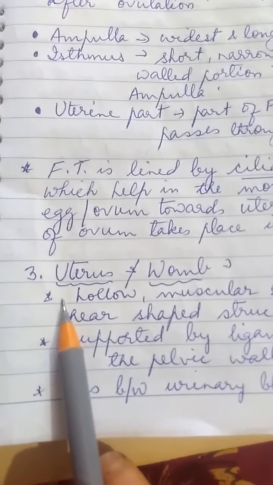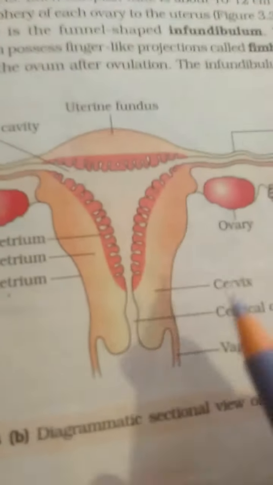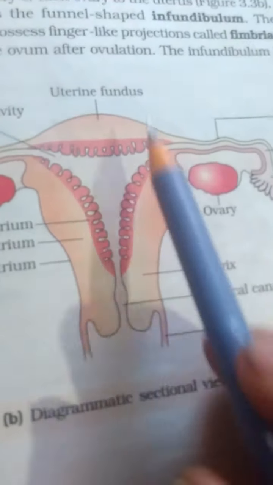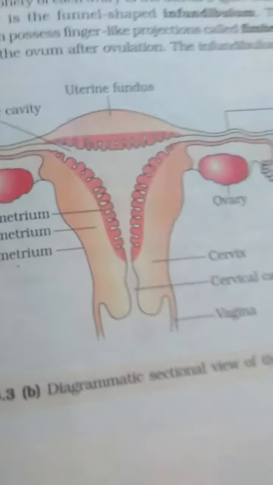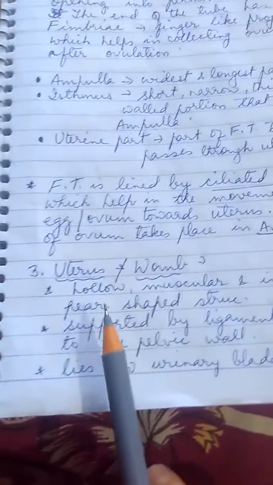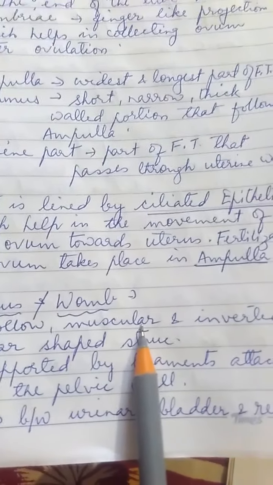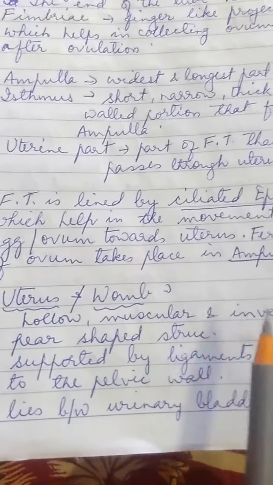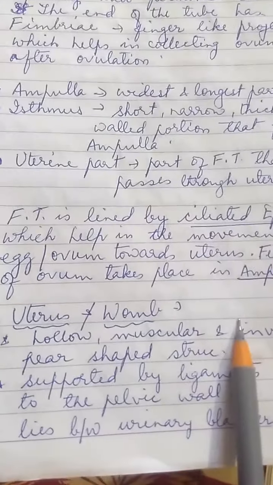Coming to the next part, it is uterus. Uterus is also called as womb, okay? So you see the whole portion is called as uterus. Starting from here to here, it is uterus, right? So uterus is a hollow, muscular, and inverted pear-shaped structure. Inverted pear-shaped मतलब उल्टा नाशपाती के shape का structure है.